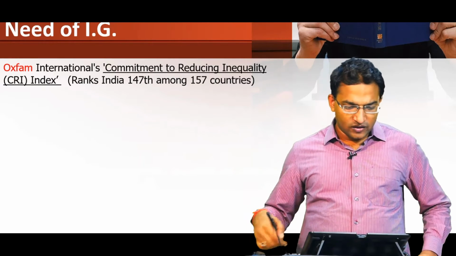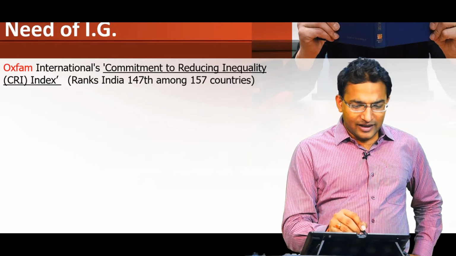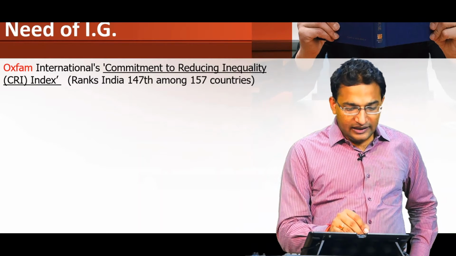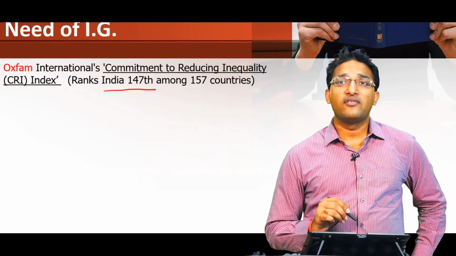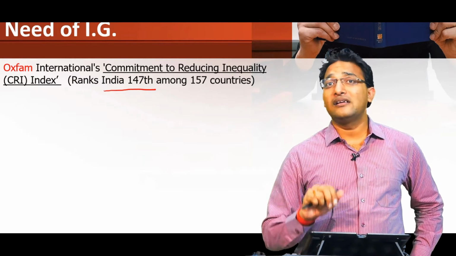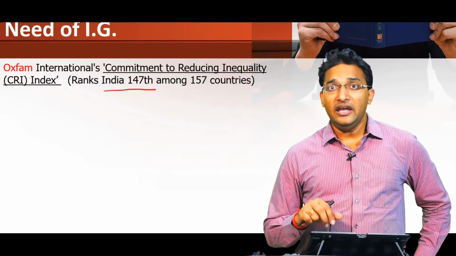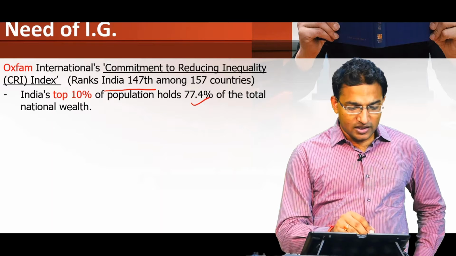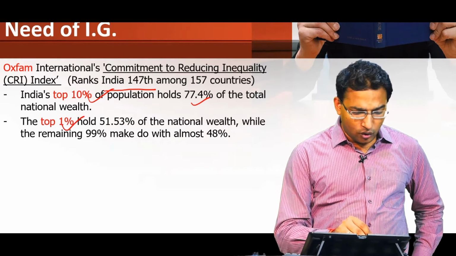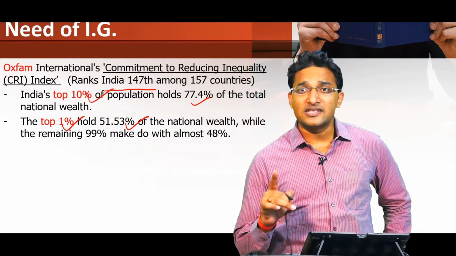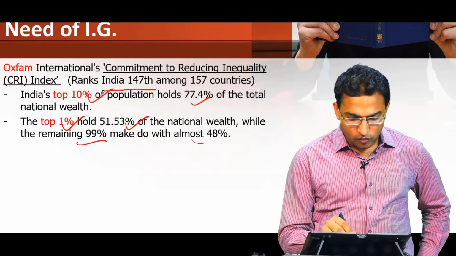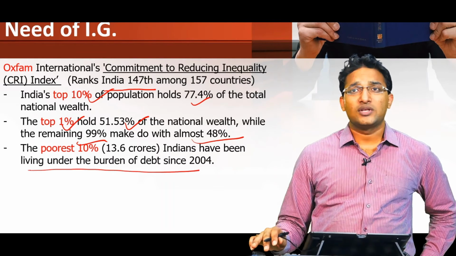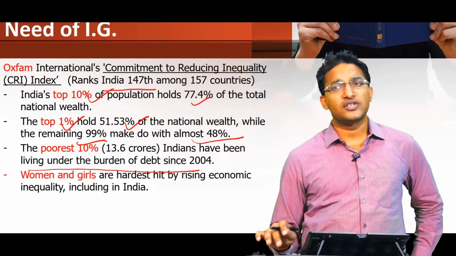As per the Oxfam report, which is given by one of the UK think tank, the Commitment to Reducing Inequality Index. So this is one of the report which is given by the Oxfam International. India has ranked 147th among the 157 countries. That is, we are in the bottom 10 in terms of equality. The inequality is really very, very high. We can see the top 10% people hold 77% of national wealth. The top 1% people hold 51% of national wealth. That means that rest of the 99% people hold almost 48% wealth. The poorest 10% people, they have been living under the burden of debt since 2004. And women and girls are the hardest hit.